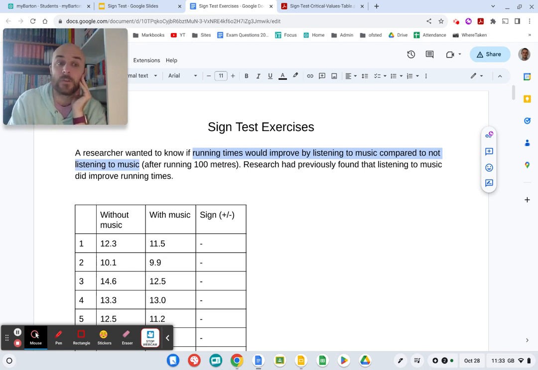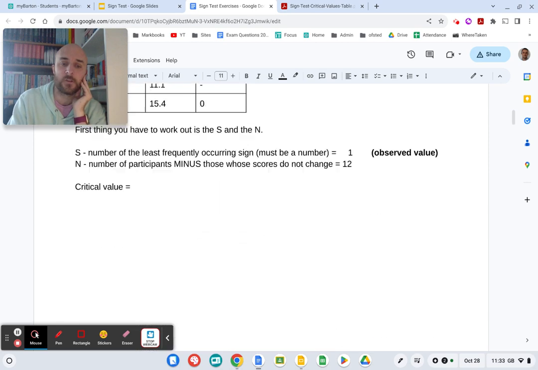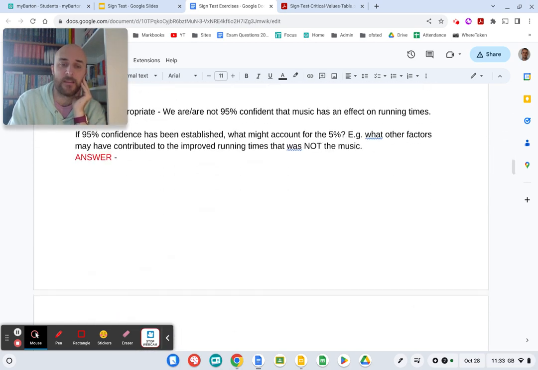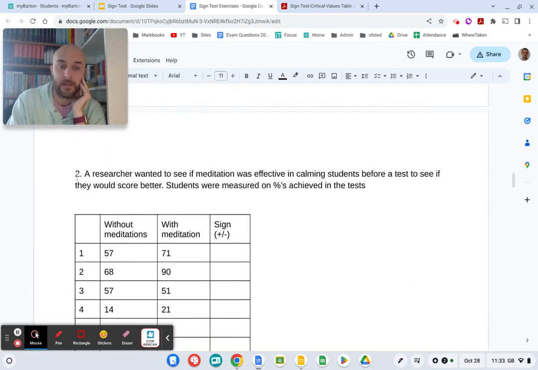And ideally, you would do it to what level. So I'm just going to do a very quick, rapid one just here. So we've got another one here. So again, repeated measures, nominal, testing for a difference. A researcher wanted to see if meditation was effective in calming students before a test to see if they would score better. And students were measured on percentages achieved in the test.